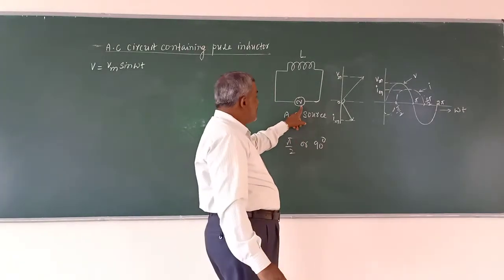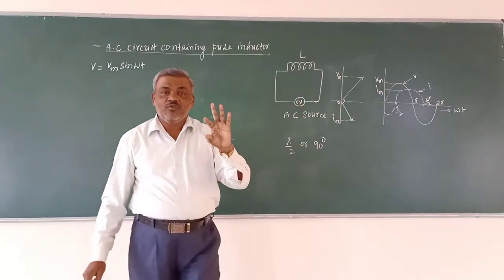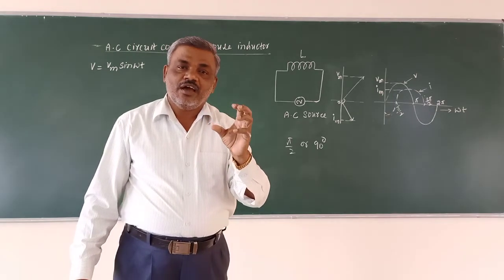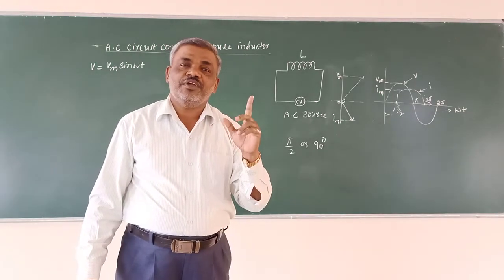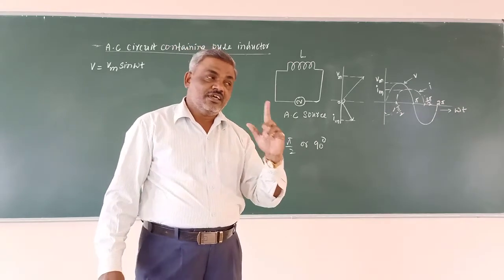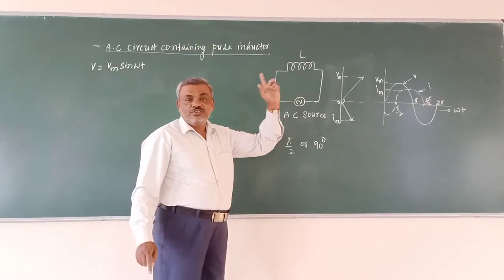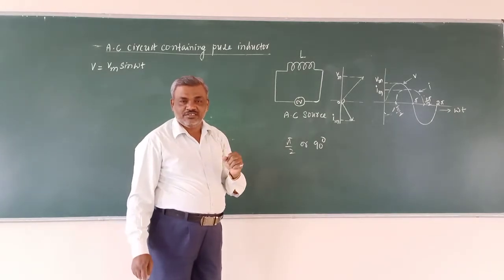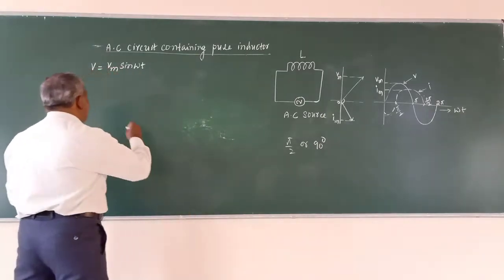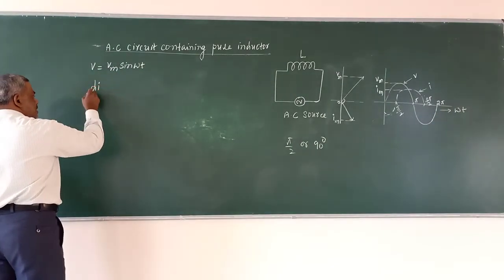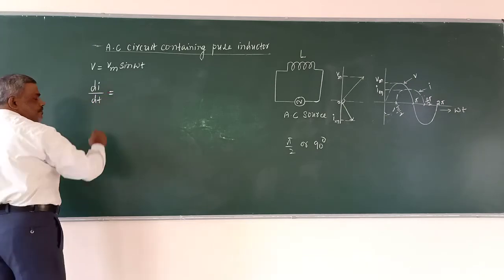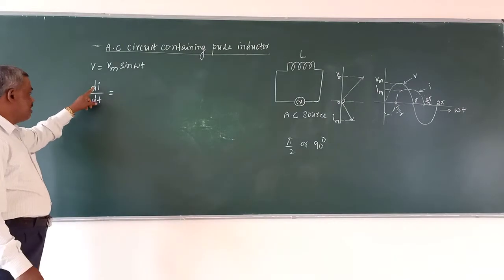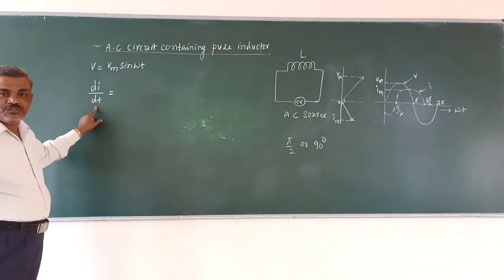The alternating voltage is applied to a pure inductor, what happened? With the change in magnetic flux linked with a coil or circuit, an EMF will be induced. That is self-inductance. The EMF induced in one coil due to change of current in the same coil is called self-inductance. So di by dt is the rate of change of current in the circuit. This is a differential mathematical formula.